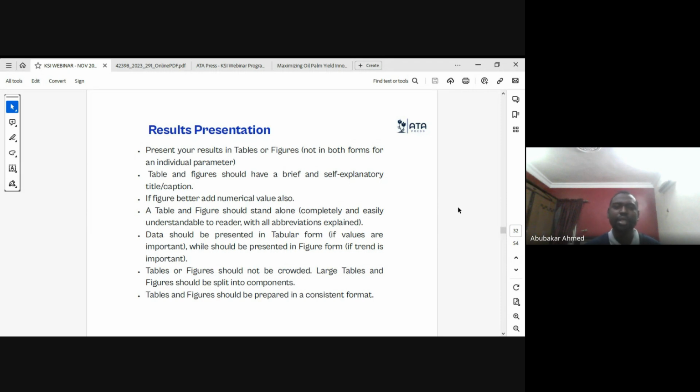Then also, tables and figures should have a brief and self-explanatory title. This is also important. You give an informative title to these tables or figures so that once the examiner or the reviewer reads it, they can understand what you are trying to convey. Then also it should stand alone, so that it can be read and understood by the reviewer or by the examiner.